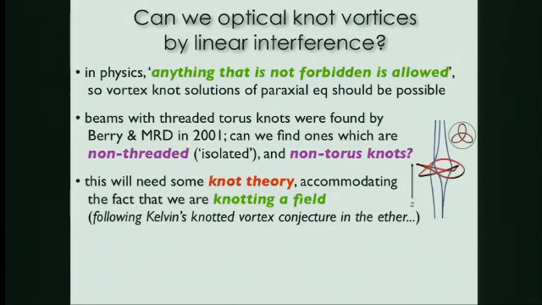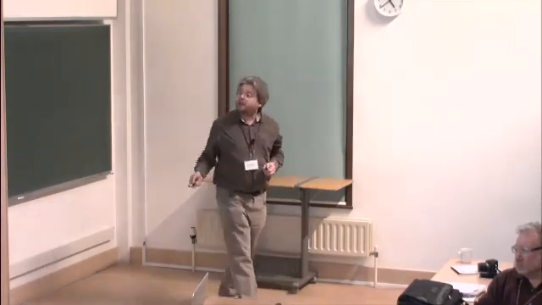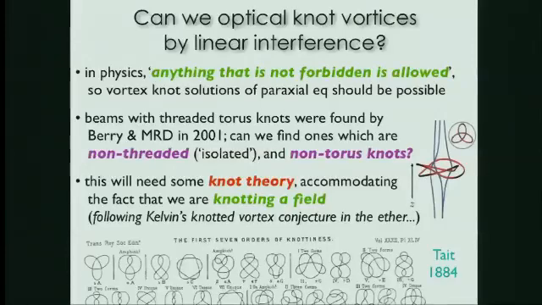And to do this, we need some knot theory, accommodating the fact that we're not just taking a piece of string and tying it into a knot. We're taking a full 3-dimensional function of position and creating a nodal line that has a knot in it. So what we're effectively doing is knotting a field. And this follows Kelvin's knotted vortex conjecture in the ether. Of course, Kelvin worked with Tait, who created some of the earliest knot tables, and you can see this is Tait's first 7 orders of knottiness. Here's the trefoil knot, figure 8 knot, the 2 5-crossing knots, and so on.